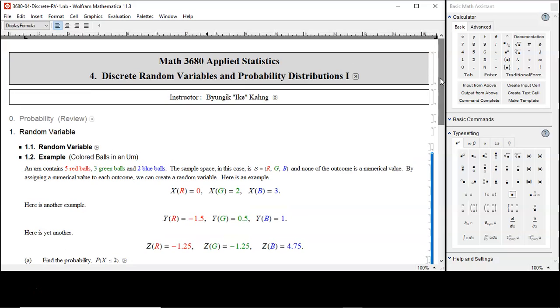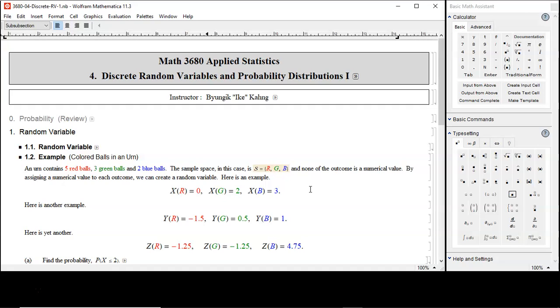Here are some examples. An urn contains 5 red balls, 3 green balls, and 2 blue balls. Therefore, the sample space is RGB. Now, I don't see any numbers there, so the mathematics we can do to the sample space is rather limited. I do have some numbers here, 5, 3, and 2 out of a total of 10, so I can do some computation and some mathematics on probabilities. But as for the outcomes, nothing much.